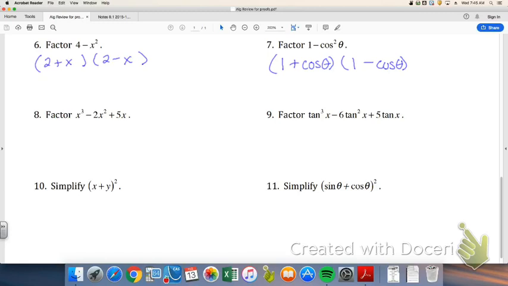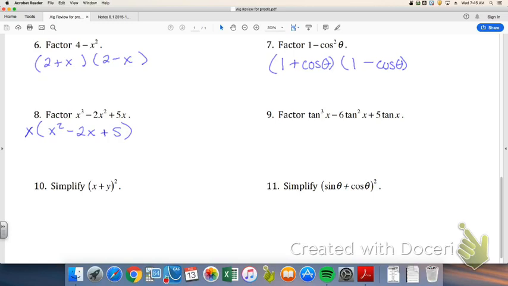All right, so as we factor number 8, how do we factor that? Okay, so there's an x in all 3, so I need to first factor out the greatest common factor. All right. So as we factor out the greatest common factor, I pull an x out, and then what am I left with? So pull out an x, and I'm left with x squared minus 2x plus 5.